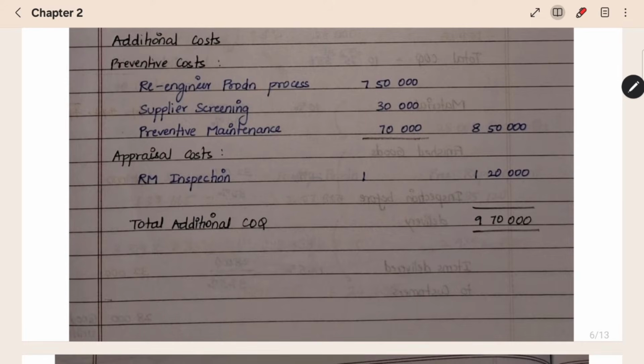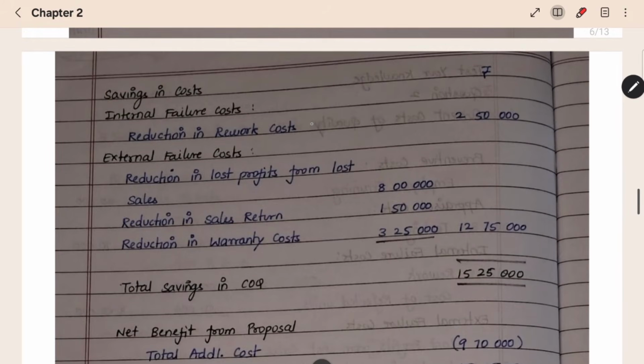Now we have to see what are all the reductions in cost which we can achieve. We are going to have savings in rework. We will have less rework, and the cost which will be reduced is 2,50,000. Everything is given in the question. They have given the activity and the amount. I am just categorizing it into different categories.